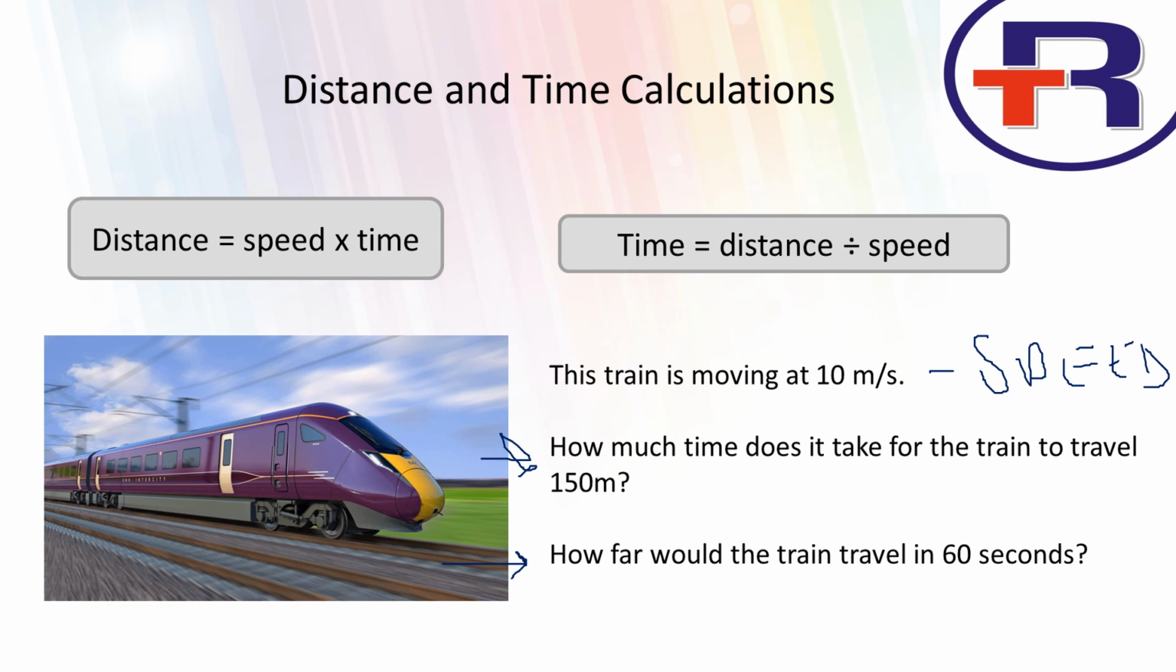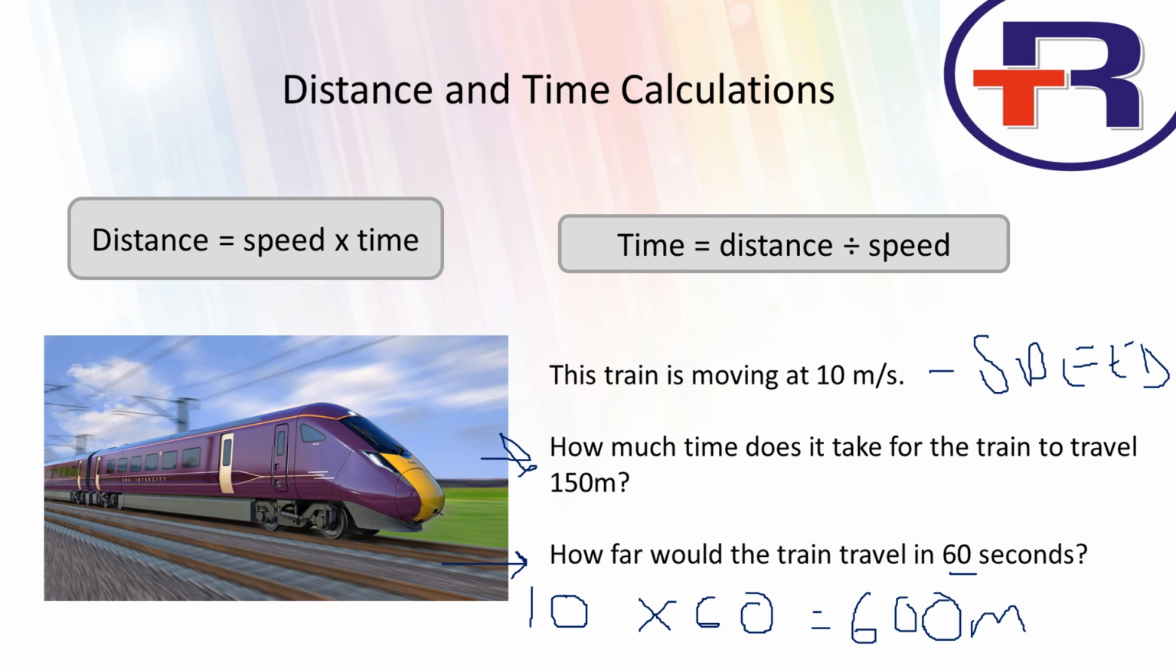So this question here, the bottom question, how far, is the distance question. So to work that out, we need the speed multiplied by the time. Well, there's the speed, it's 10 meters per second. I'm going to multiply that by the time. The time there is 60 seconds. 10 times 60 is 600. So that means that that train would travel 600 meters in 60 seconds.